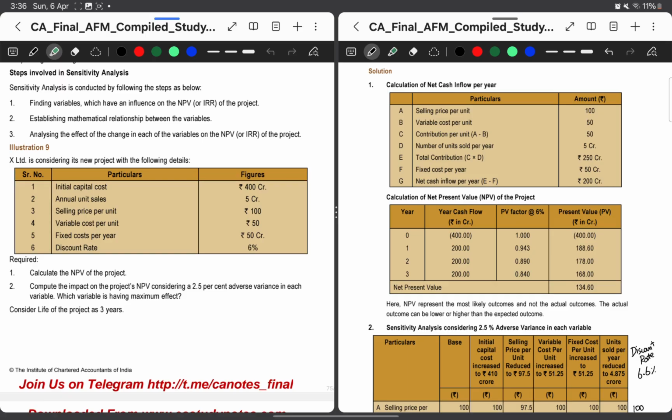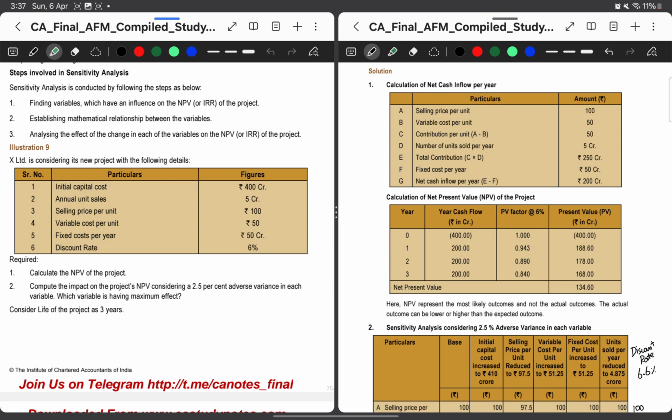The next one is to compute the impact on the project's NPV considering a 2.5% adverse variance in each variable. Which variable is having maximum impact, that also they are asking. So this is nothing but a sensitivity analysis question, that is, how the project is sensitive towards the variables. The variables are initial capital cost, units, selling price, variable cost, and fixed cost. In Intermediate the same question is there, wherein they have also considered discount rate as a variable, but here they have not considered it. I have calculated for discount rate also. So let's dive into the question.